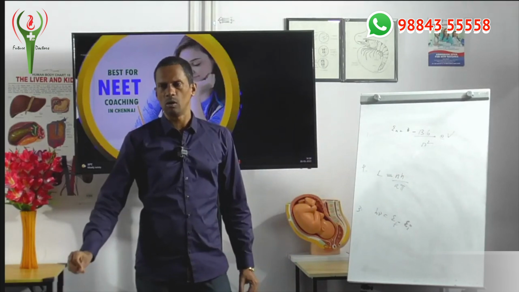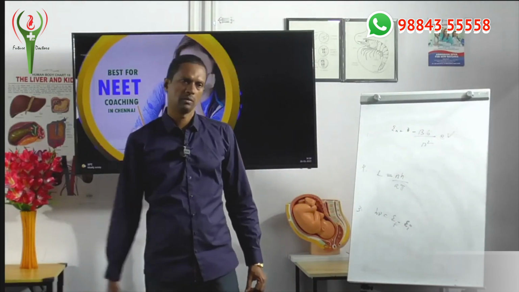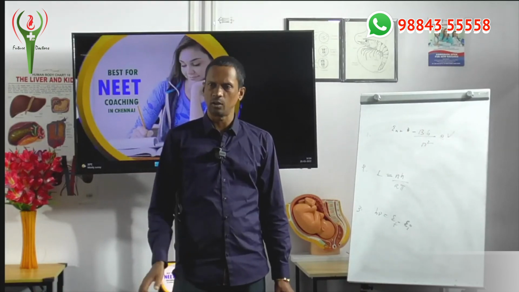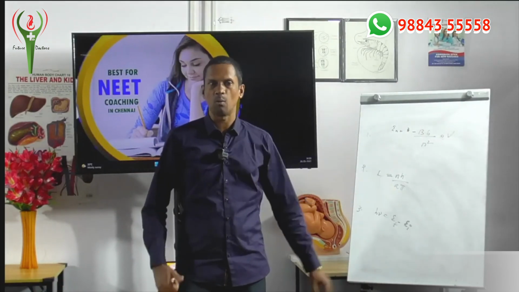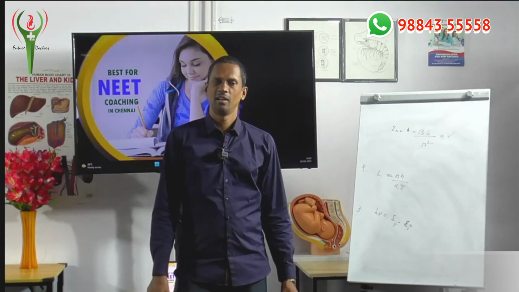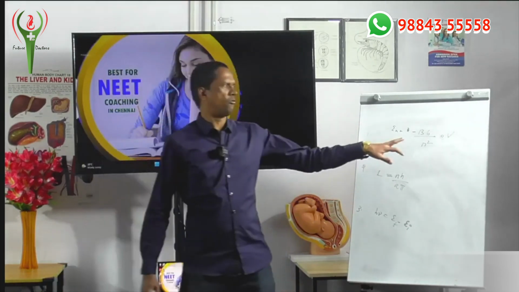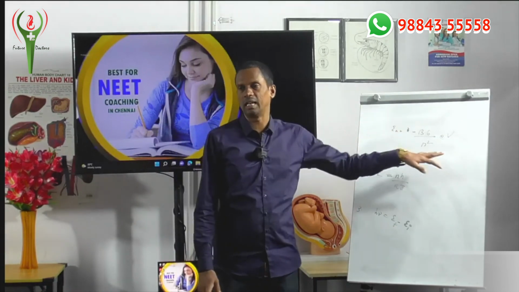What is meant by 13.6 electron volt? That is my question. The energy of the orbital is 13.6. What is that energy? Binding energy. Binding energy means the force of attraction between the nucleus and the electron.